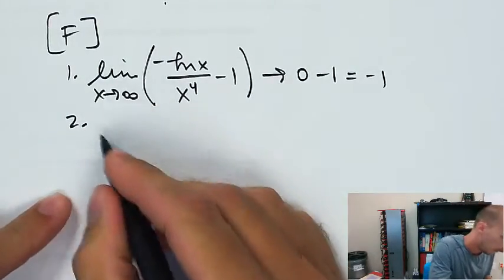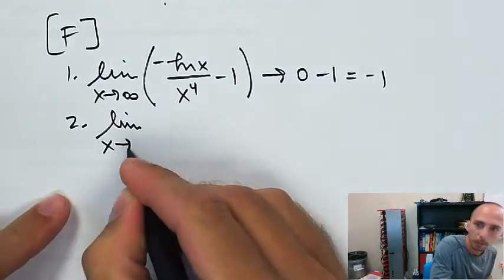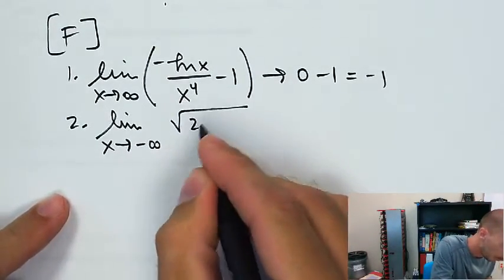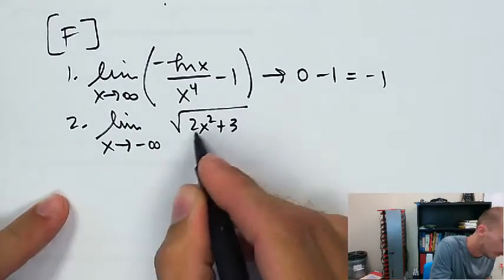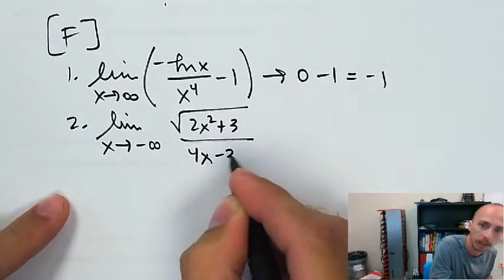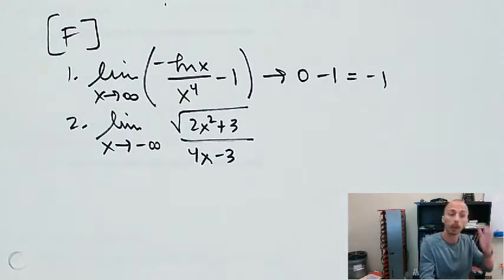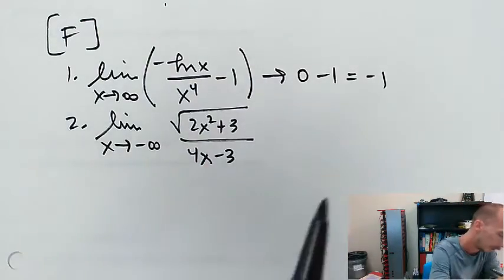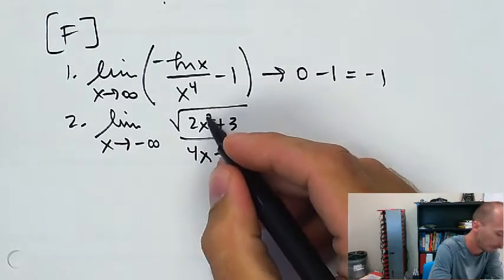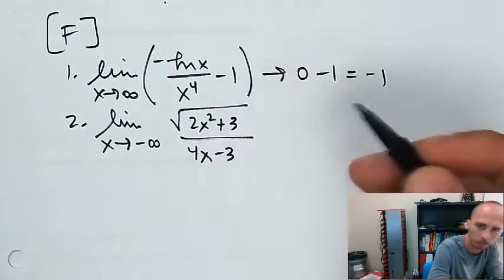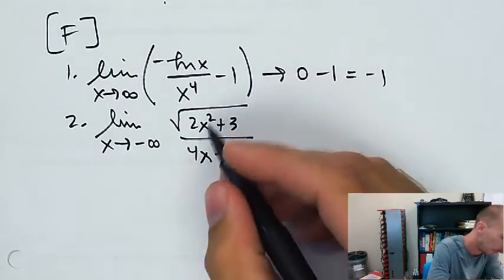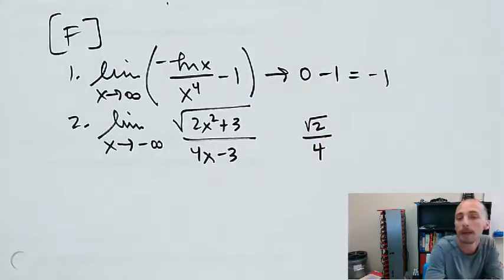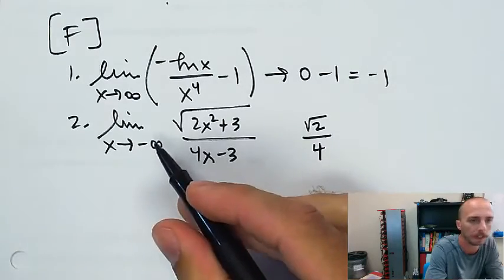Then this one, limit as x approaches negative infinity of the square root of 2x squared plus 3 divided by 4x minus 3. This is one of our double horizontal asymptote situations. You see that square root of x squared? Remember, I need to be careful here. What I'm going to do is say, I know it's root 2 divided by 4, but it might be negative because I'm going to negative infinity.